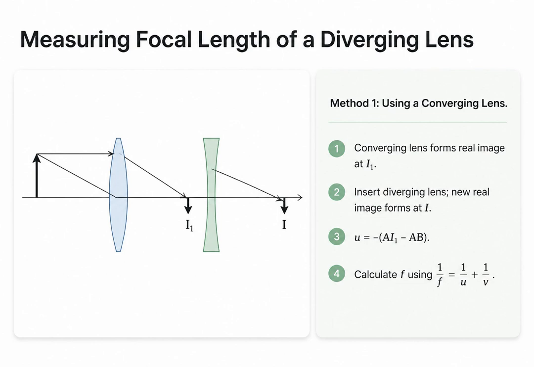To measure their focal length, we first use a converging lens to form a real image. We then place the diverging lens in the path of the converging rays. The original image acts as a virtual object for the diverging lens, which forms a new real image further away. By measuring these distances, we can calculate the diverging lens's focal length.